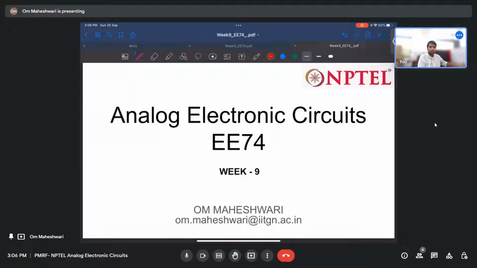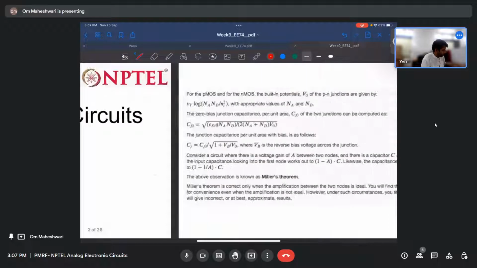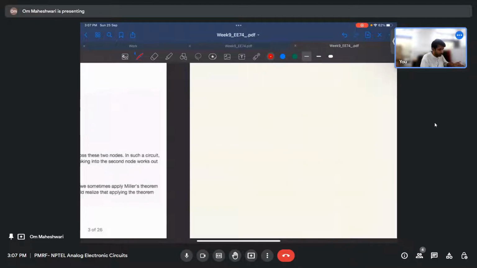Okay, so let us start today's session. This segment is based on capacitances in the MOSFET. We'll first look at the various capacitances that we have in the MOSFET device.